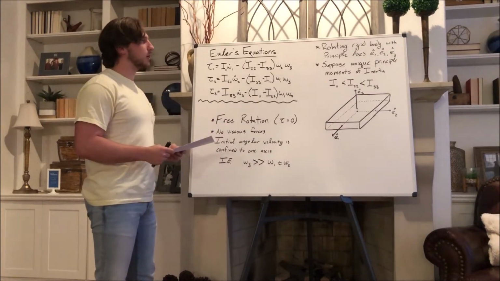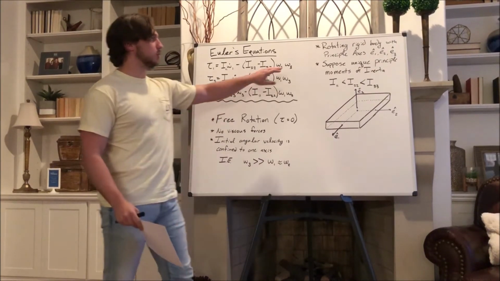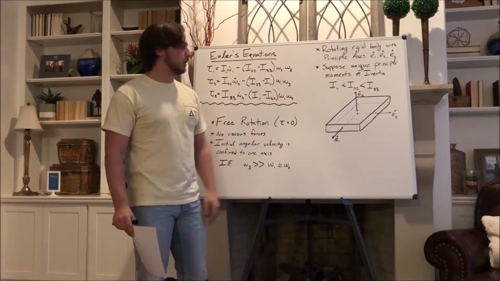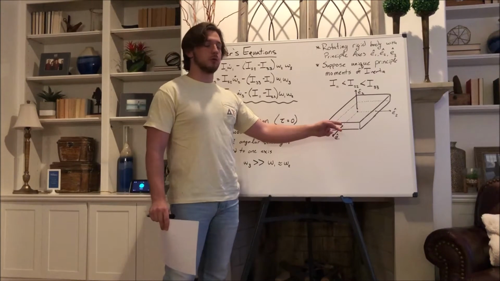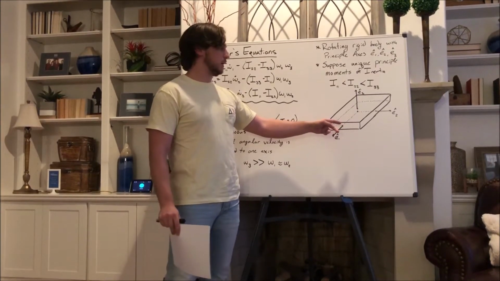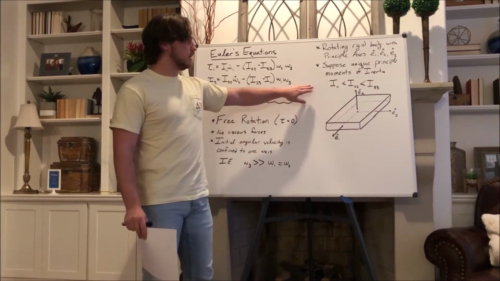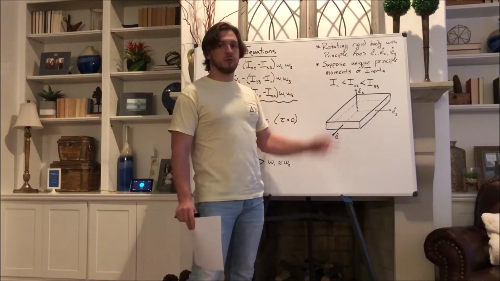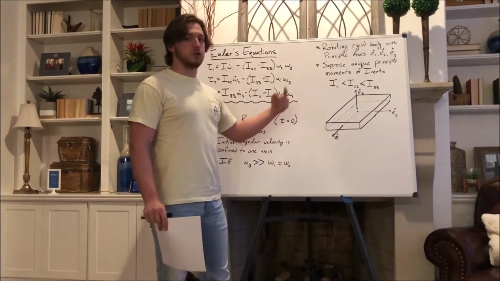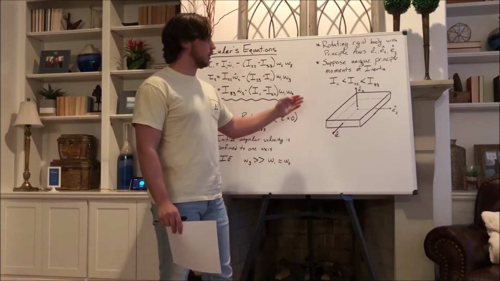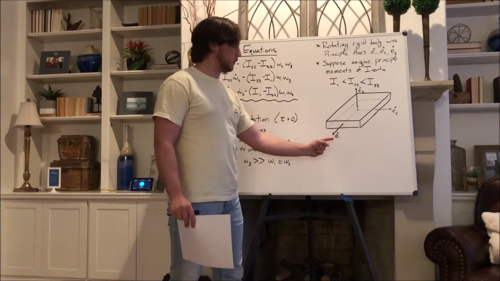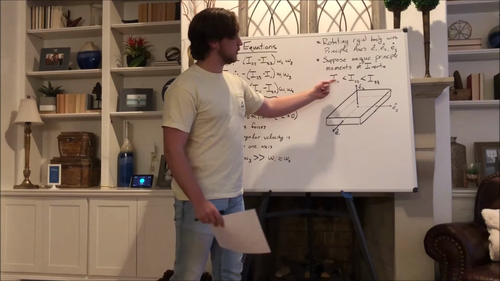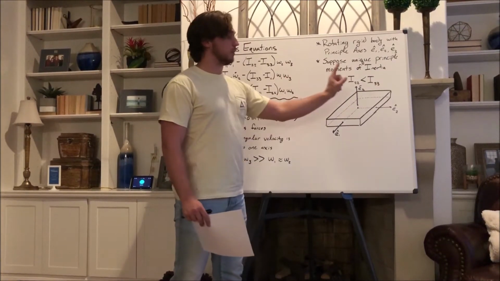So the problem setup is we've got a rotating rigid body with principal axes E1, E2, and E3. I've drawn this just because I'm going to do a little demonstration with a book that I've taped up. But this, you can see, produces these unique principal moments of inertia along these rotational axes, where the moment of inertia about E1 is less than about E2, which is less than about E3.